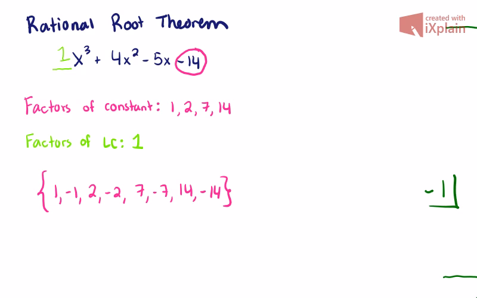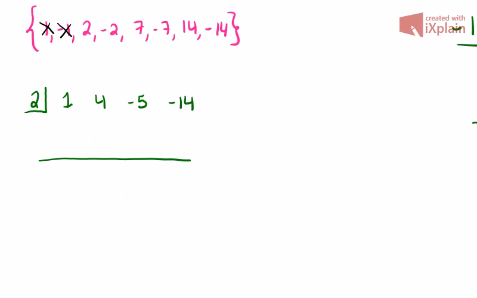So these are all of the numbers that we would want to try for synthetic division. Remember, we've already tried 1 and it didn't work. We tried negative 1 and it didn't work. So now we'll move on and try 2 and see if that gives us a root. So back to synthetic division here. I've set up our synthetic division with 2 in our box and the same coefficients from our polynomial.